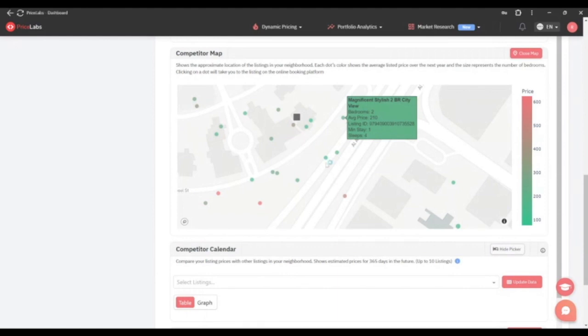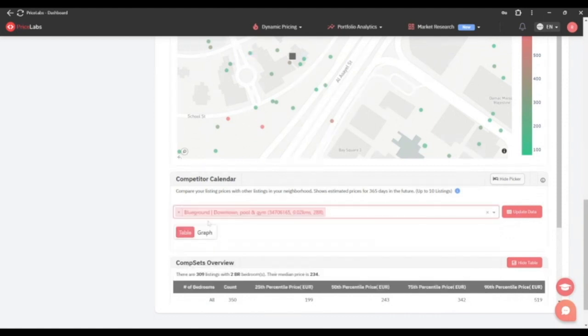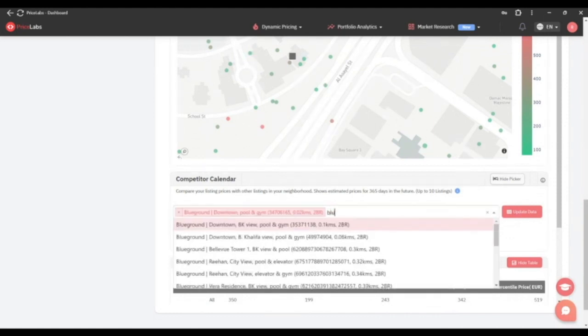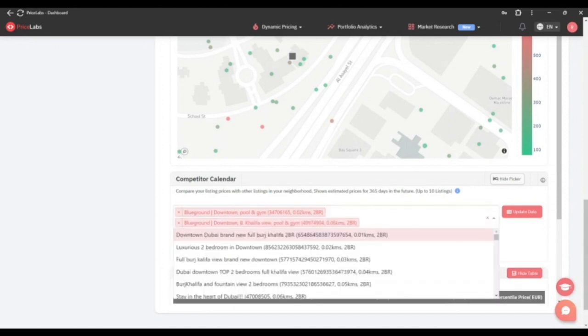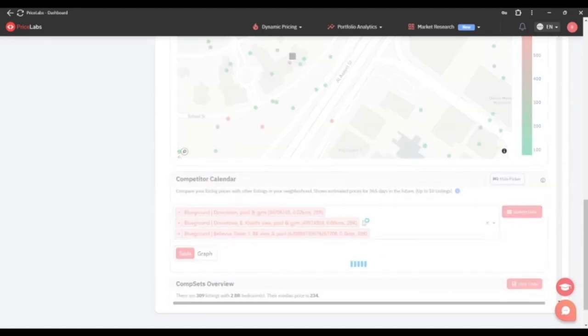Okay. But say I know these, and I want to look at their prices, I can come right below on the graph, where it says compare competitor calendar, and I'm going to pick some. Let's say I'm going to pick Blue Ground, and I'm going to look at a bunch of Blue Ground properties, right? There we go. That makes it easier. I'm going to pick this. I'm going to also go Blue Ground and see. Okay, I'm going to see this one as well. And let's say I have these three, right? And I've selected them. And you have to do this once. Once you've selected them, they exist in this compare competitor calendar.